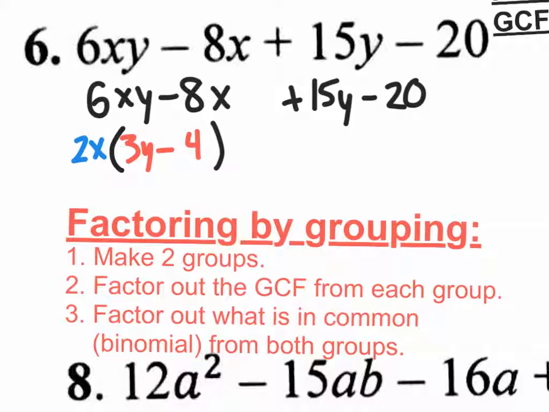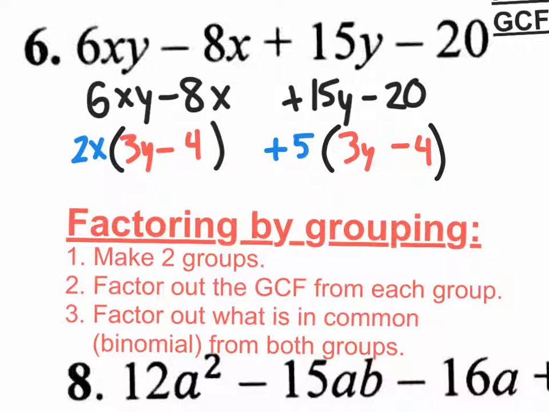Now let's do the same. Let's factor out the GCF from the second group. In the second group, you have 15y, you have 20. What could you pull out? Well, you could pull out a 5. Now there is no x's to pull out, but you could pull out the multiple of 5. So I want to pull out a positive 5. And if I pull out a positive 5, what would be left? I'm going to have 3y minus 4.